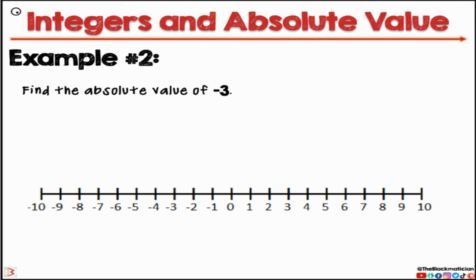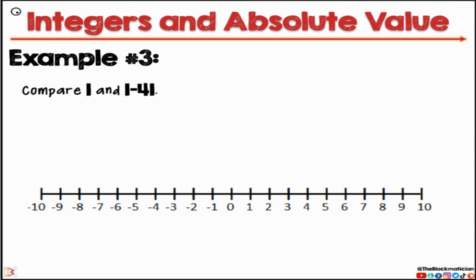Let's do another example. Example 2, find the absolute value of negative 3. So we're going to find negative 3 on our number line, put a dot there, and they want to know how far is negative 3 from 0. So that's 1, 2, 3. So the absolute value of negative 3 is going to be equal to 3.